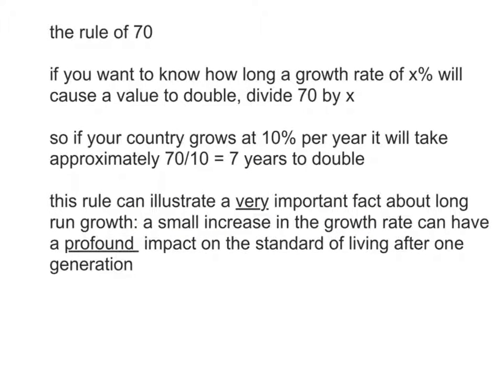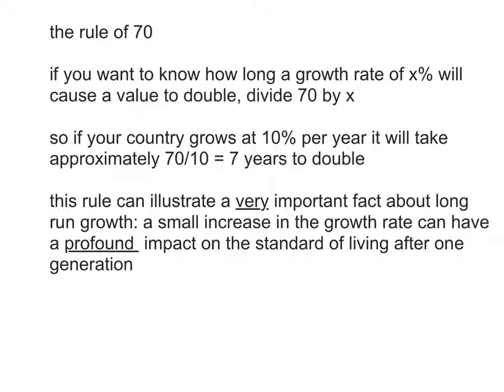Since we're talking about growth rates, let's talk about the rule of 70. The rule of 70 is an approximation method, and it says that if you want to know how long a growth rate of X% will cause a value to double, approximately divide 70 by the number X. So if your country is growing at 10% per year, it will take approximately 70 divided by 10, which equals 7 years, to double its GDP.